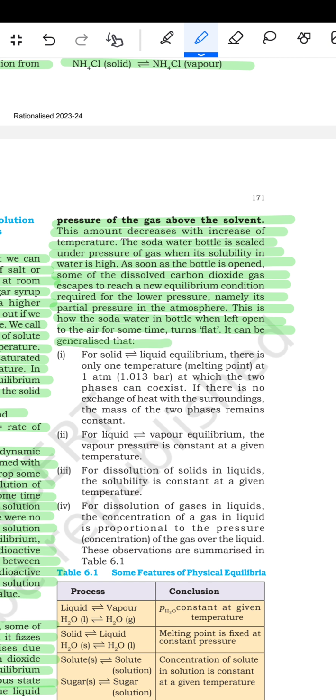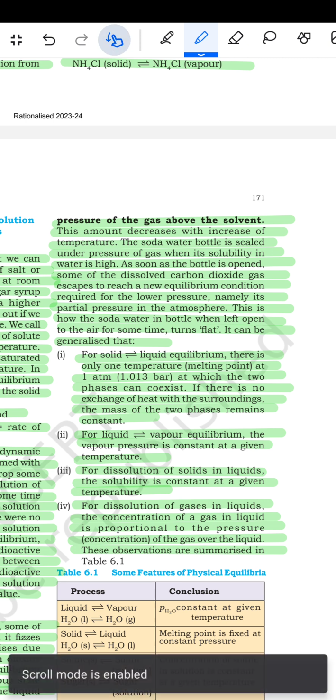It can be generalized that for solid-liquid equilibrium there is only one temperature, the melting point at 1 atm (1.013 bar), at which the two phases can coexist. If there is no exchange of heat with the surroundings, the mass of the two phases remains constant. Second, for liquid-vapor equilibrium the vapor pressure is constant at a given temperature. And third, for the dissolution of solids in liquids the solubility is constant at a given temperature. For dissolution of gases in liquids, the concentration of the gas in the liquid is proportional to the pressure (concentration) of the gas over the liquid. These observations are summarized in Table 6.1.